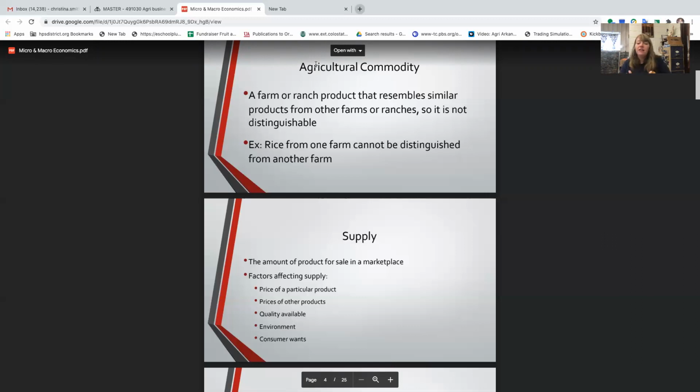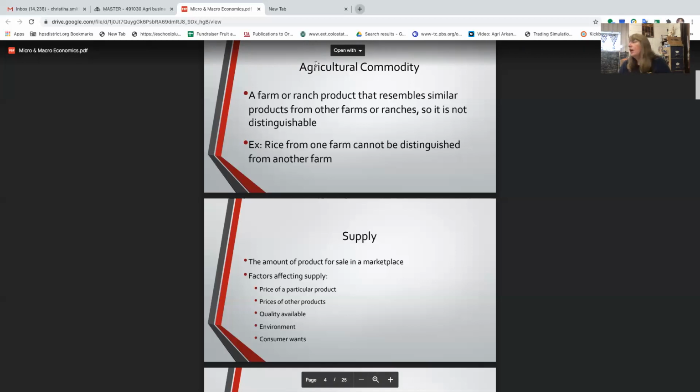But so things that affect supply, we said supply was the amount of product in one marketplace. The things that affect supply are the price of that particular product, the prices of other products, the quantity available, the environment, and consumer wants, right? So let's talk about each one of those for just a second. The price of that product, right? The cost that it makes to make that product. If a product costs me about 5 cents to make, can I make a bunch of that product?